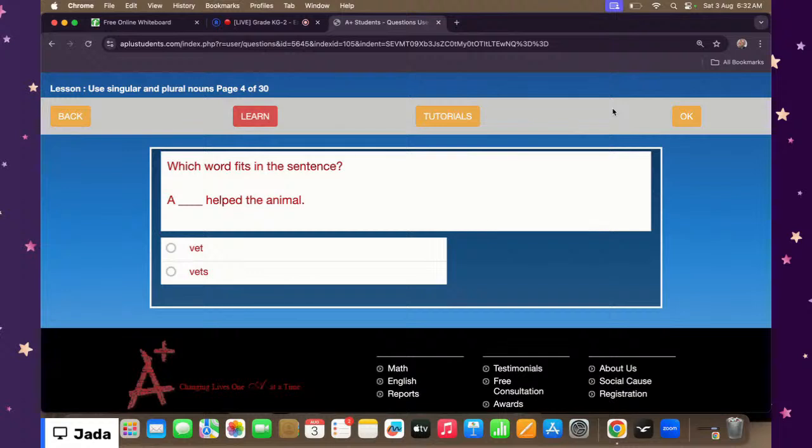A dash helps the animal. A vet or vets? Which one? A dash helps the animal. Which one? A vet. Okay, good job.